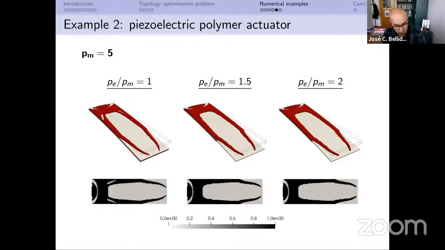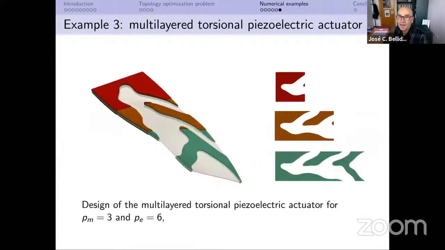Well, just to differentiate from the previous example, I have chosen to take Pn equal to 5. And again, we see more or less the same effect, very little gray, but still gray for ratio between Pe and Pn equal to 1. And then when we increase that ratio, then the gray area disappears. Of course, deformation is smaller, but still this is real deformation. And finally, we have a multi-layer torsional piezoelectric actuator example, where we have again a host layer and we have optimized several actuated layers, one on top of the other, and we have the ratio between Pe and Pn equal to 2 again. It works out very well as well.